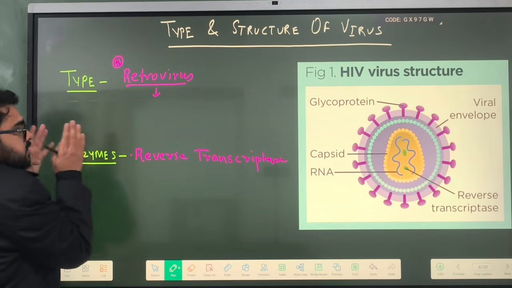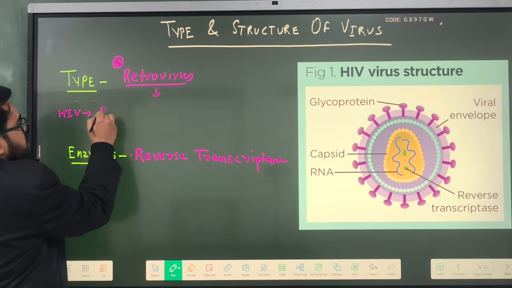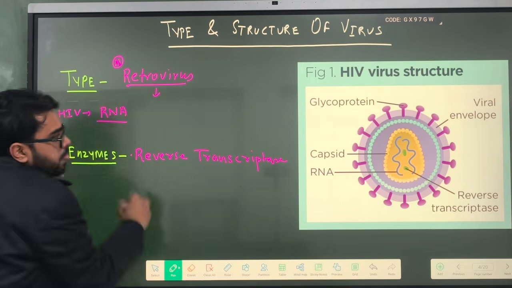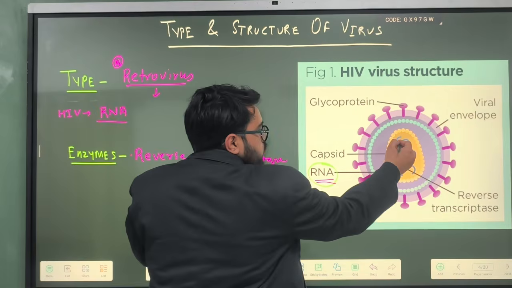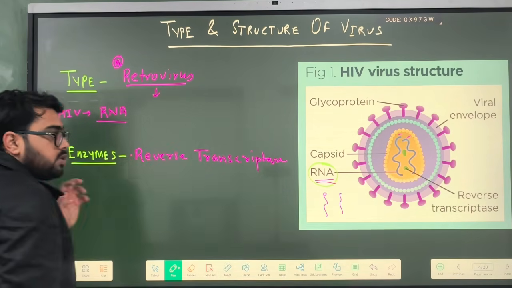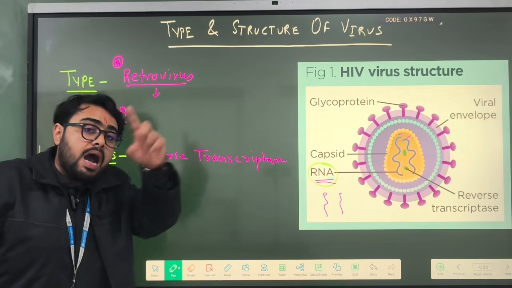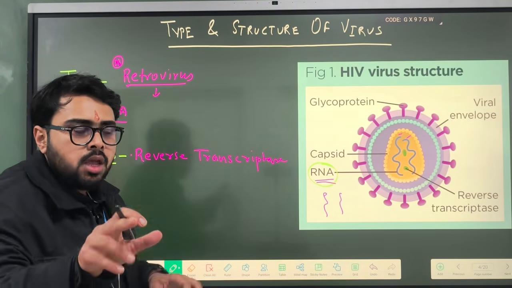First you have to know one thing, that HIV is having an RNA genome, as you can see in the picture. How many strands? Two strands you can see, one here, one here. So two RNA strands are there in HIV. So basically, HIV is an RNA virus. Are you getting my point?